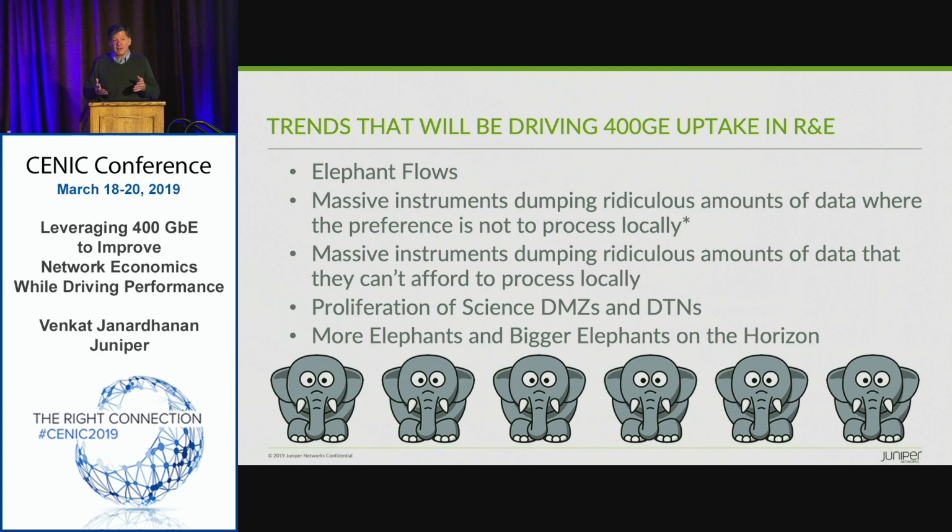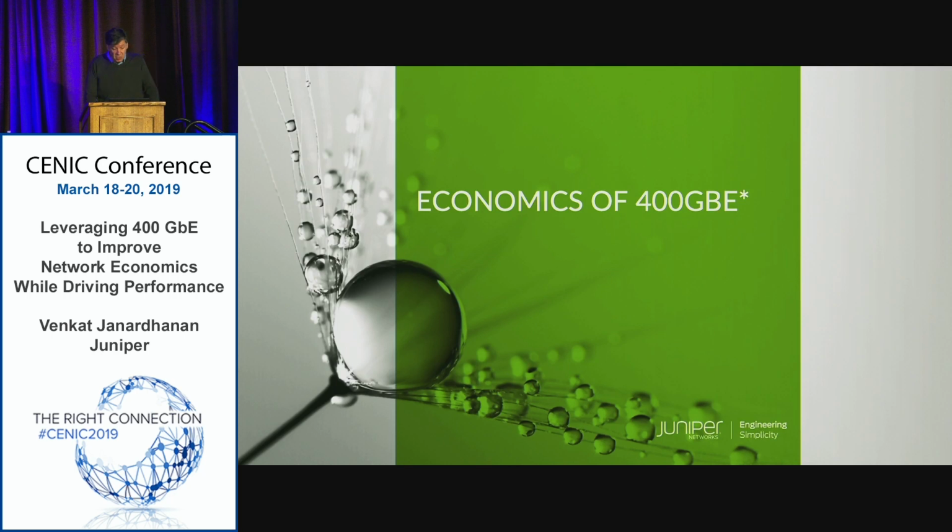Because if you can have a 400 gig WAN port, someone's going to build a NIC, right? Maybe not today, but it'll happen. So these elephants are getting bigger. So what are the economics of 400 gig BE?